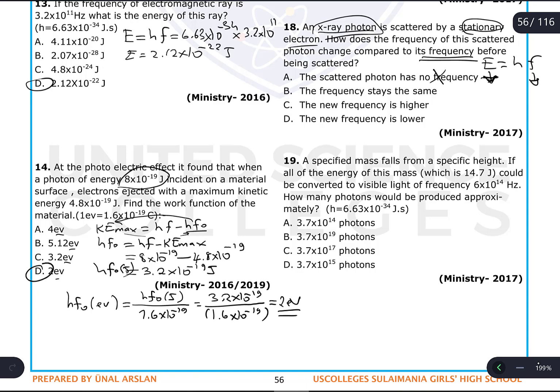Of course, there must be a photon. If it says photon, it has a frequency. Frequency stays the same, no. Frequency higher, no. It becomes lower. So the correct answer is D.